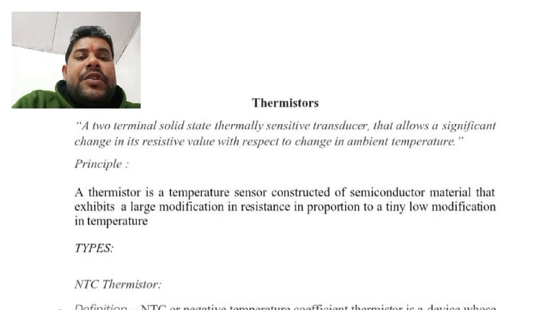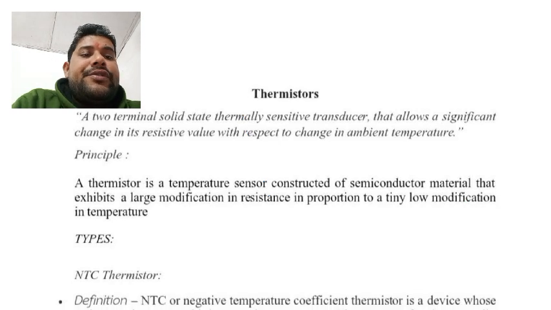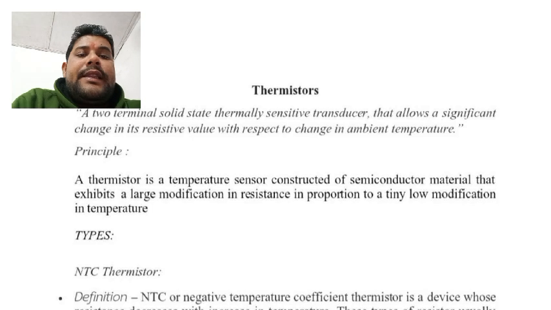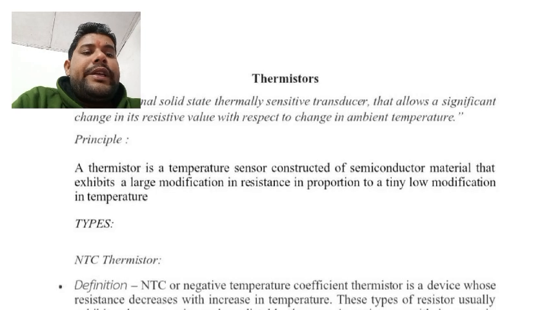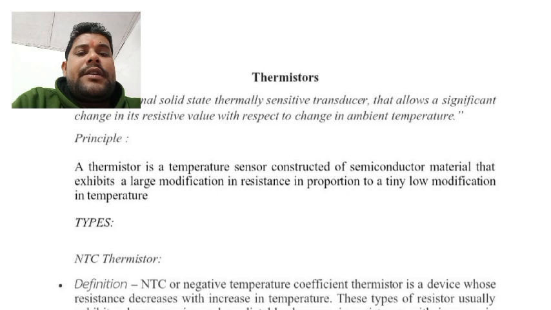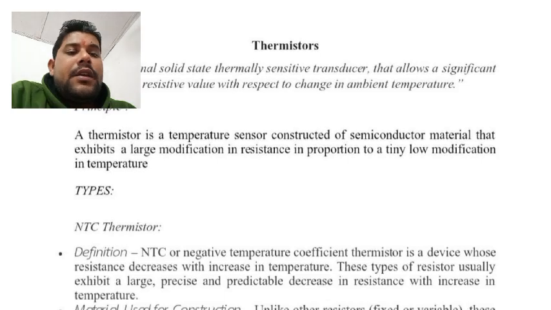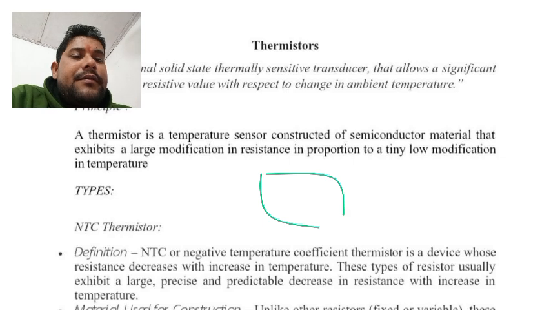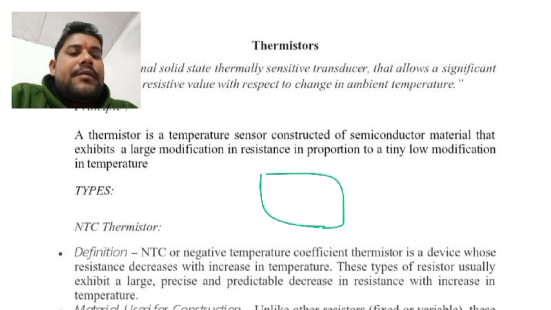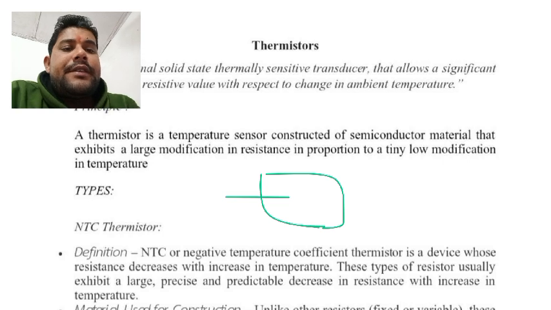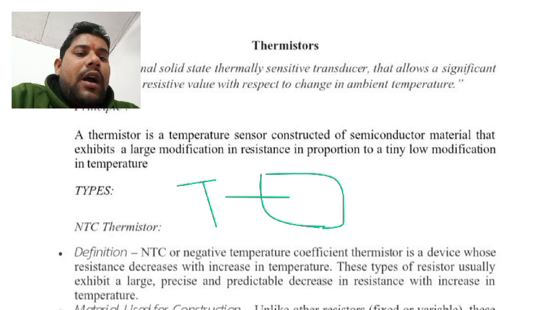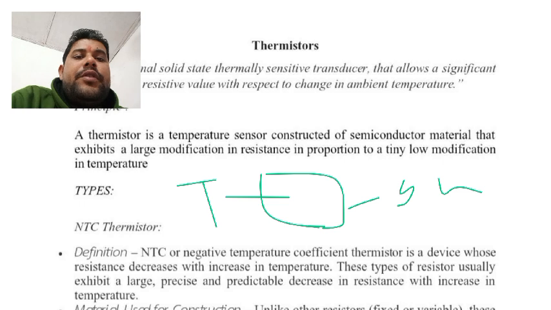So thermistor is a temperature sensor constructed from semiconductor material that exhibits a large change in resistance in proportion to a tiny change in temperature. This is the thermistor. Its input is temperature, and output is resistance. This is its function: it takes temperature as input and outputs resistance.